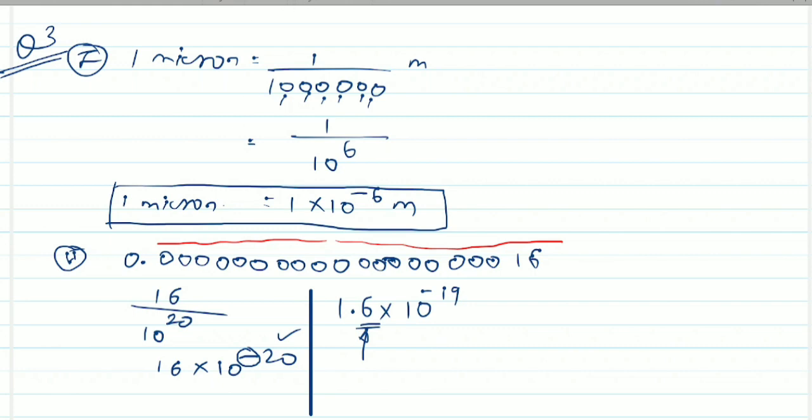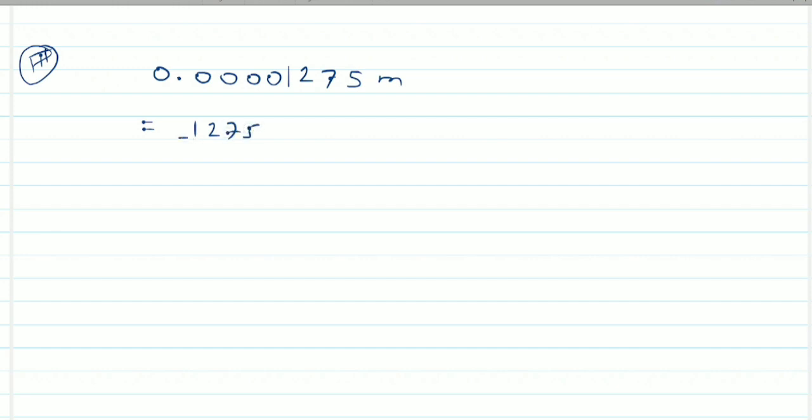So these questions are similar, it's just that they have given them in the word form. So question number 3, 0.00001275. This is the size of a plant cell they are saying. How will we do this? We will write this as 1275 divided by how many digits are there after the decimal point?